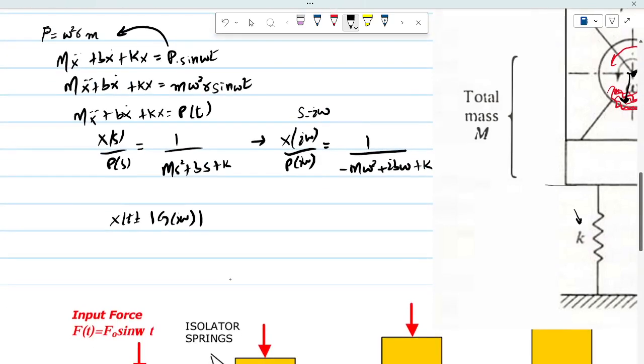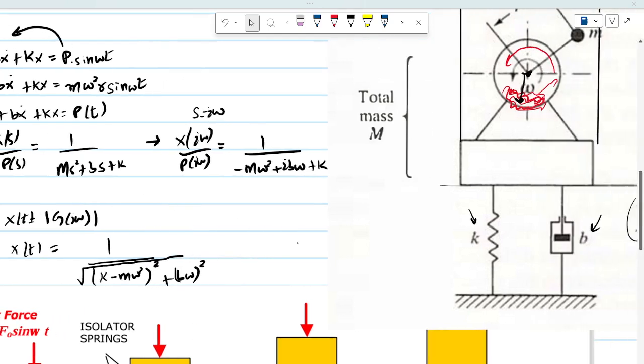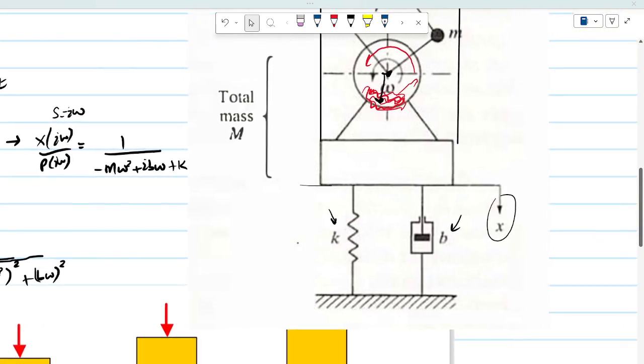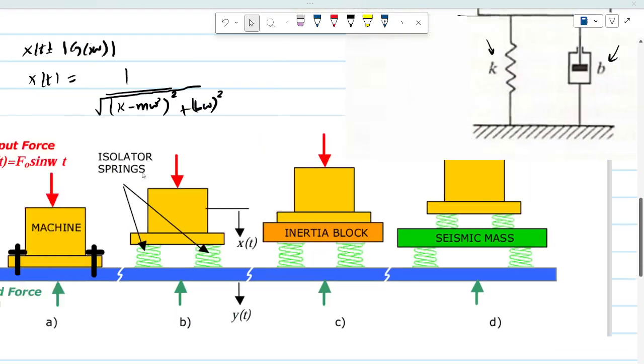So we can write it as 1 divided by the square root of k minus m omega square, plus b omega square, that whole under root. And then we can rewrite this one as follows.